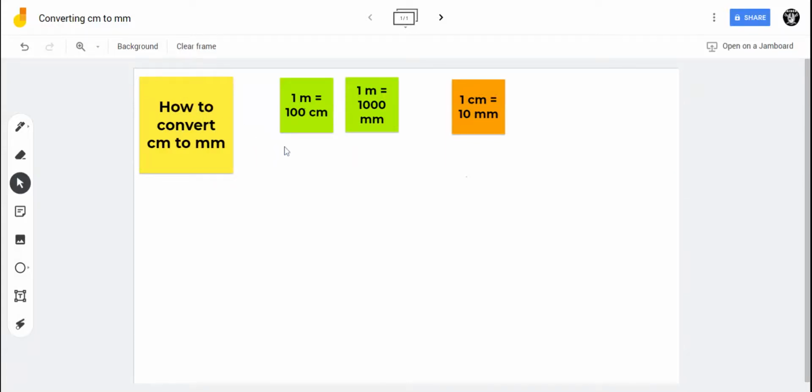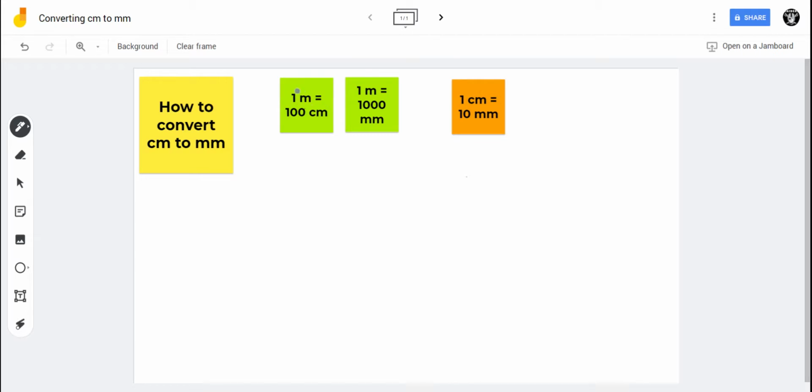All right, let's take a look here. We are going to review the metric system today, and specifically, we're going to focus on converting centimeters to millimeters. So we have to go back through the basics of the metric system.